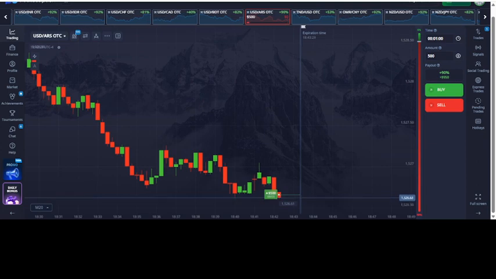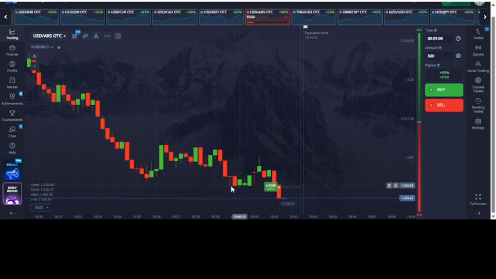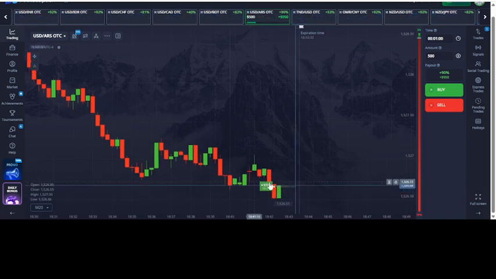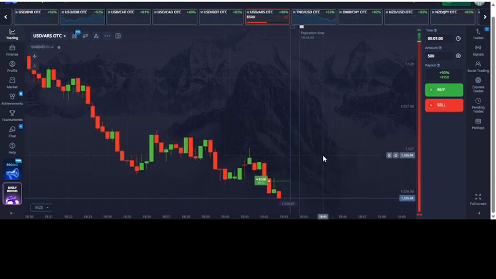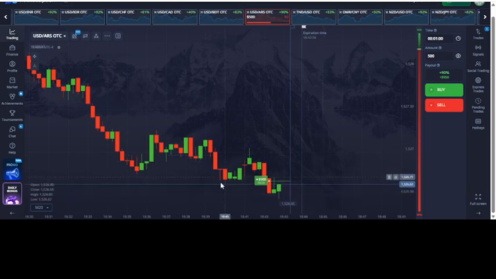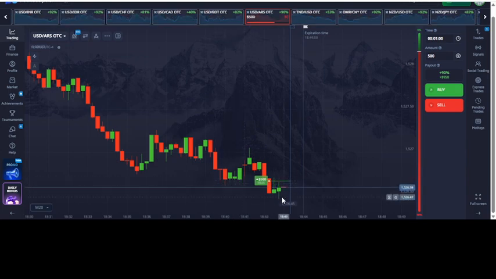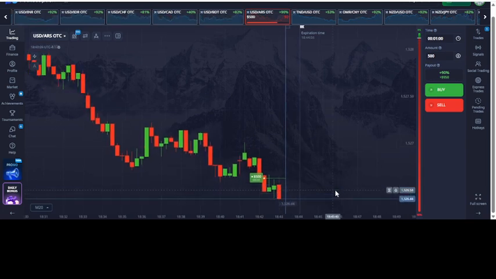Okay. So I just took a long or a call trade here at this level. I noticed several candle wicks here suggesting there's a strong level of support here and that the price wouldn't push further down. So let's monitor this trade and wait for the expiry here. Just all these candles here seem to respect this level here. So let's wait for the expiration.